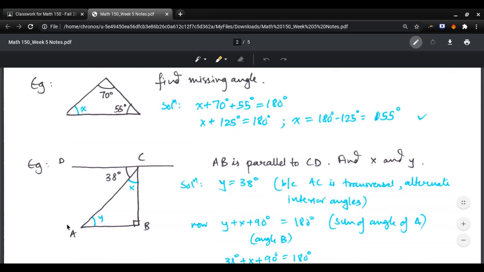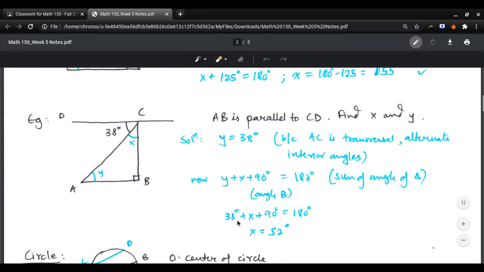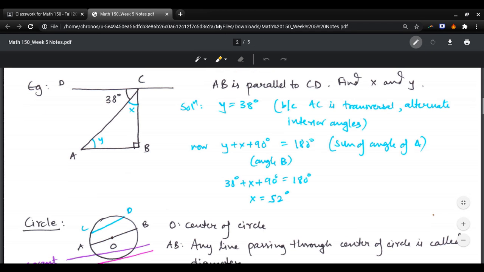Another example here, let's say AB is parallel to CD, and I have to find the angles x and y. Now, if CD is parallel to AB, then the line AC is a transversal, and y is just the opposite angle of 38. The alternate interior angle, and so y is also 38. But now in triangle ABC, x plus y plus 90 has to equal 180 because that's the sum of the angles of a triangle. So that 38 plus 90 plus x is 180, and x becomes 52 degrees.